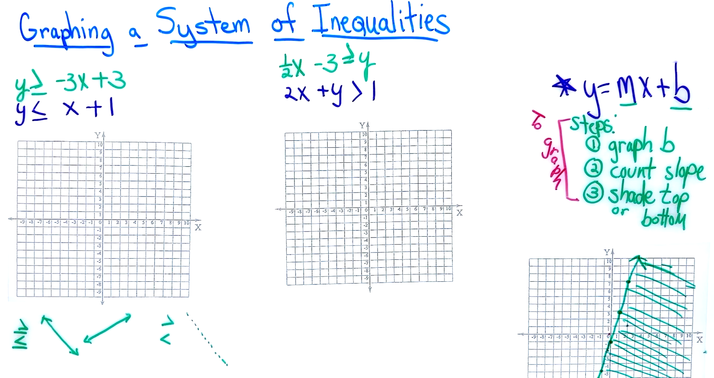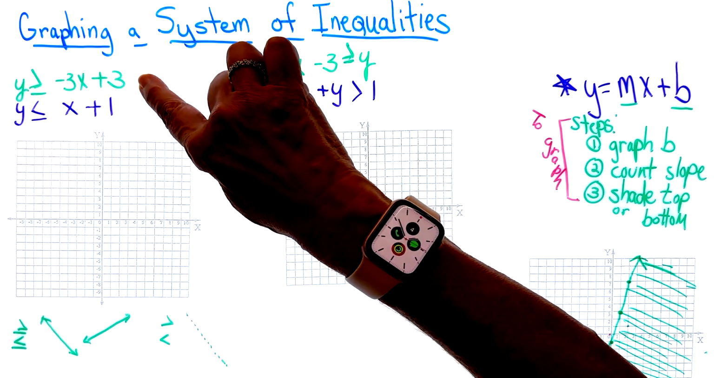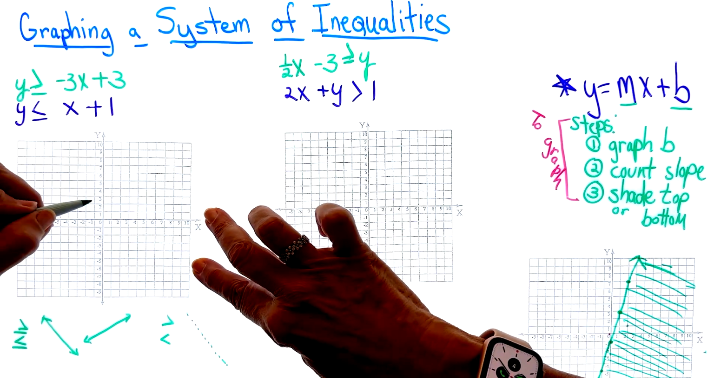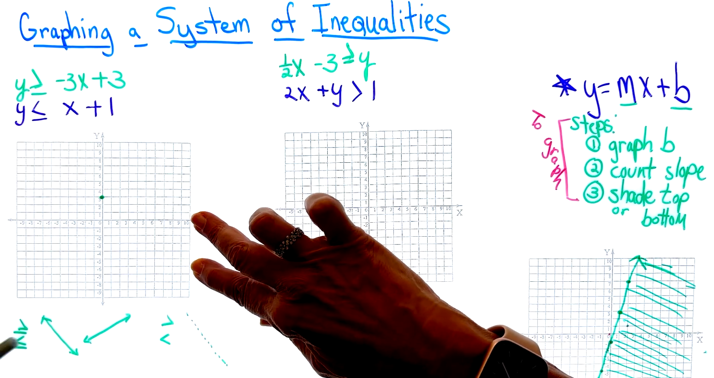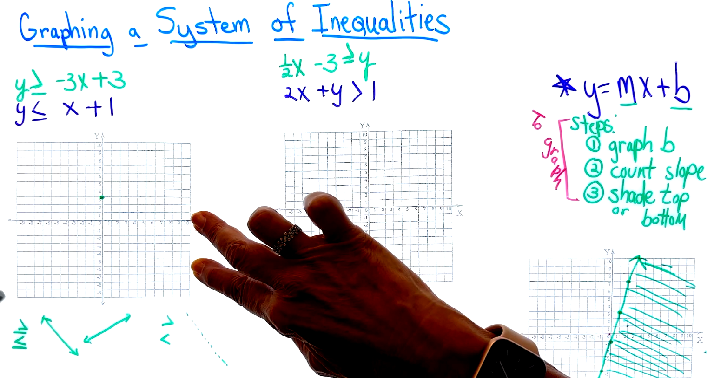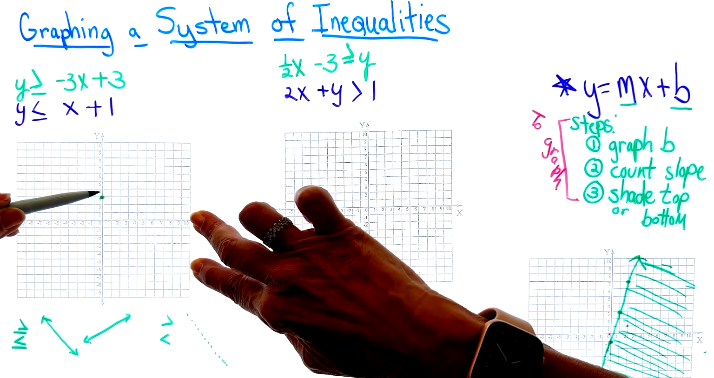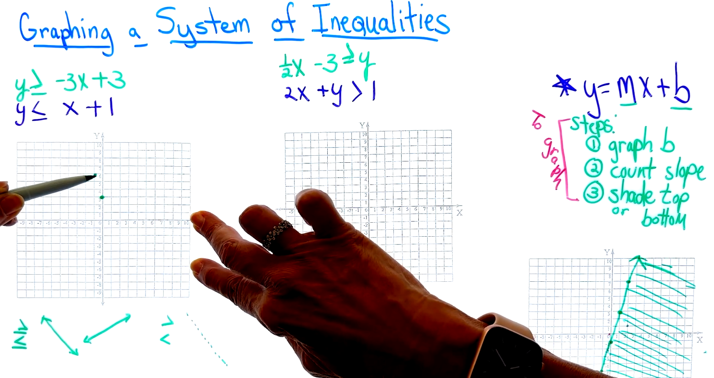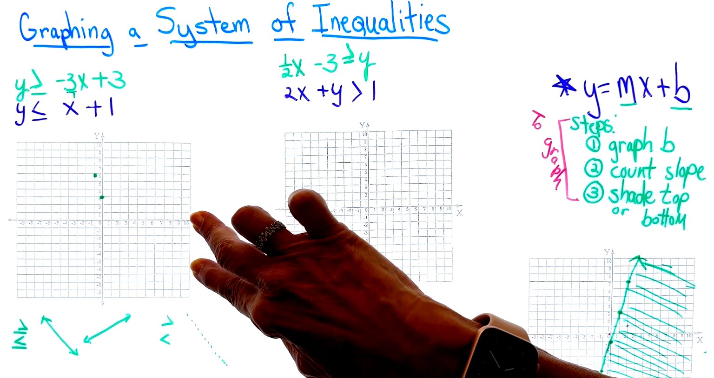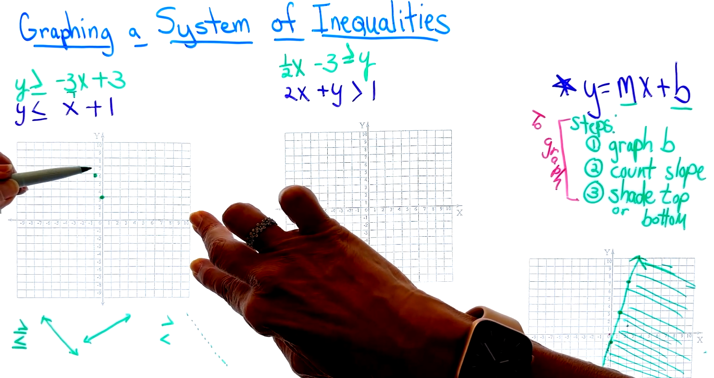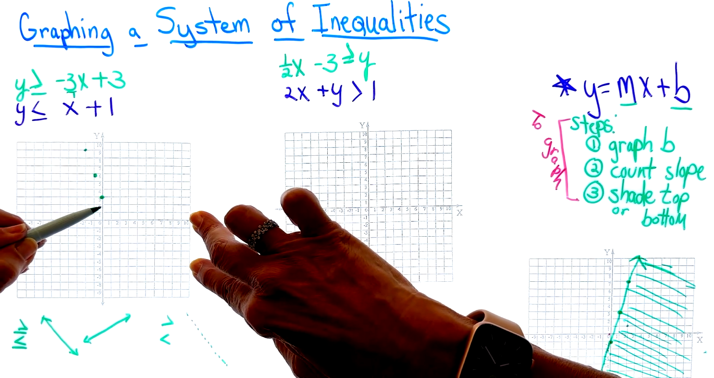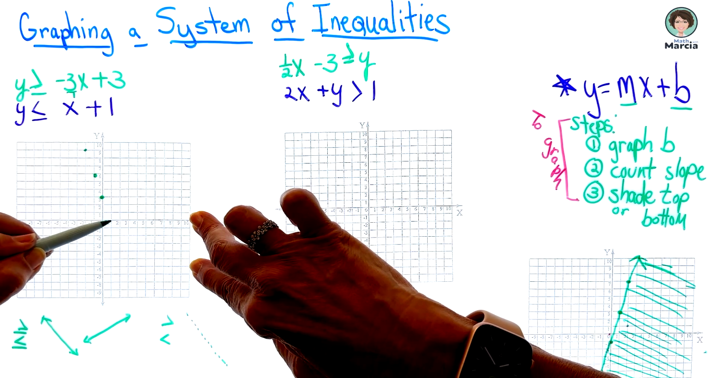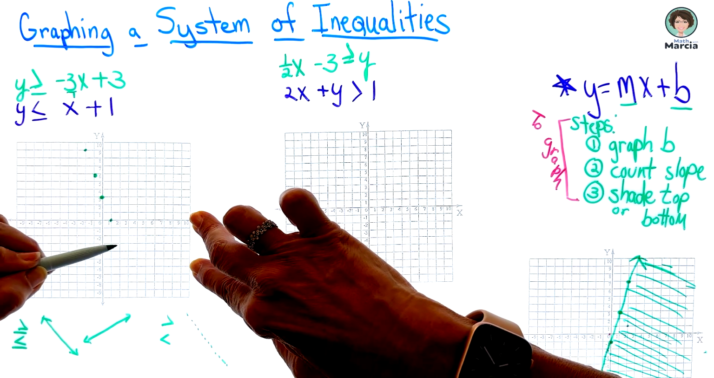All right, so let's start with the first one. y is greater than or equal to negative 3x plus 3. I'm going to start by graphing my letter B right there. And again, I know the slope is going to be negative. It's going to go downhill from left to right. So I'm going to go up 3, 1, 2, 3, and over 1, because remember, every whole number is over 1. And I'm going to go up 3 more, 1, 2, 3, and over 1. And I'll go down 3, 1, 2, 3, over 1, 1, 2, 3, over 1.